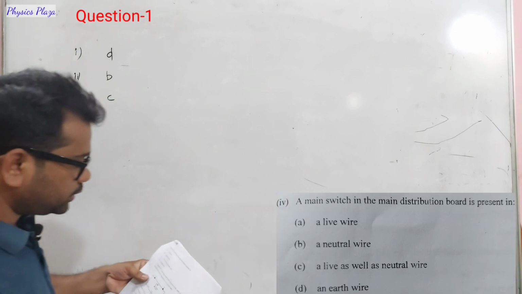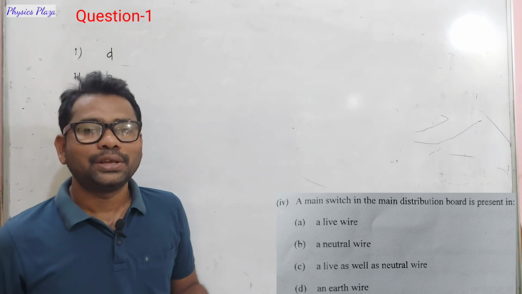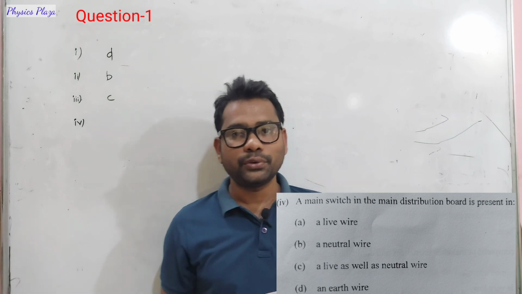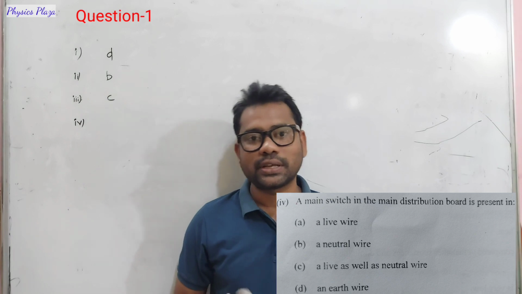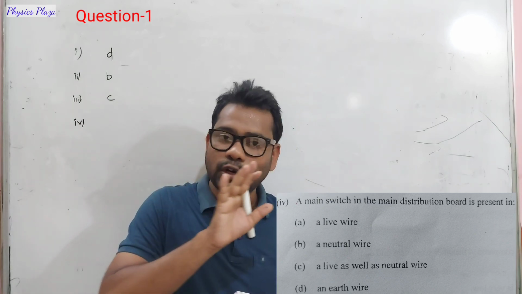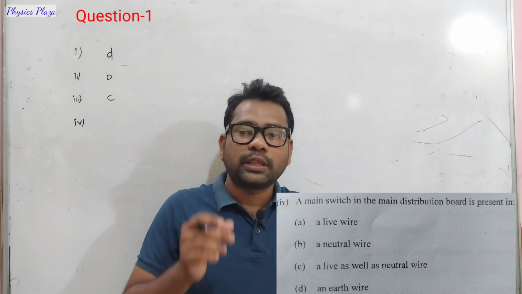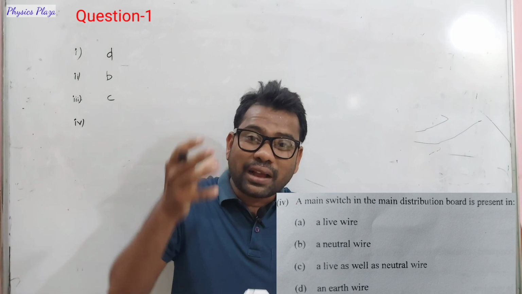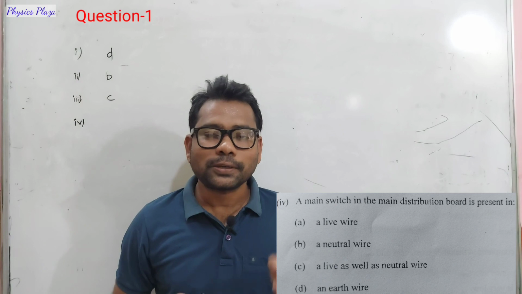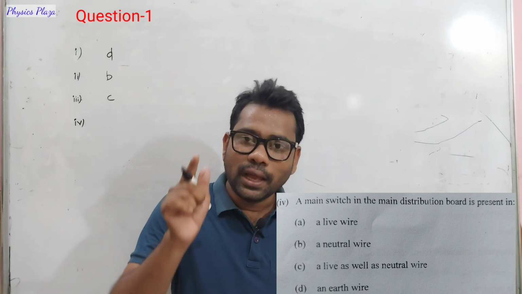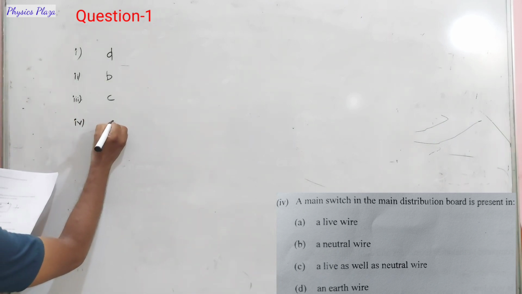Now, the fourth bit. A main switch in the main distribution board is present in. Here, many students got confused and selected the option live wire because the word switch is there. Of course, a switch is always connected in the live wire, no doubt. But here it is a main switch, children. What is the purpose of the main switch? Its purpose is to cut the live wire and the neutral wire at the same time. It happens only when the main switch is connected to the live as well as the neutral wire. So the correct option is C.